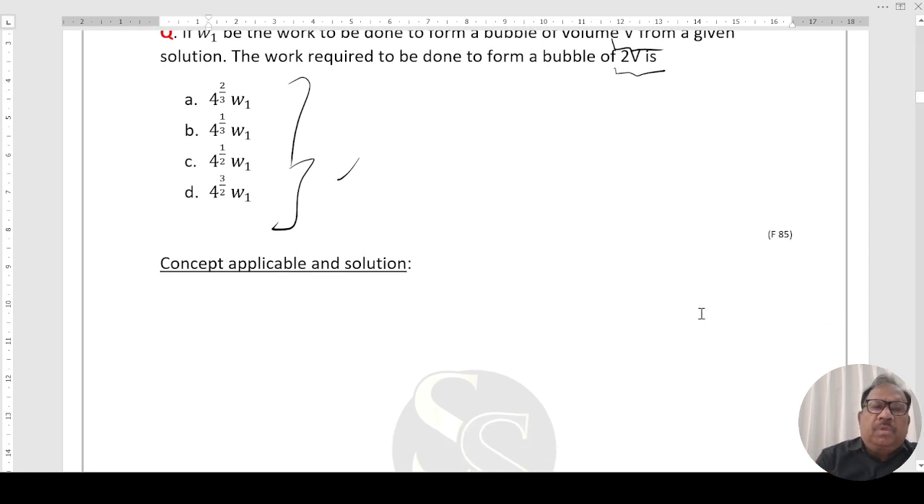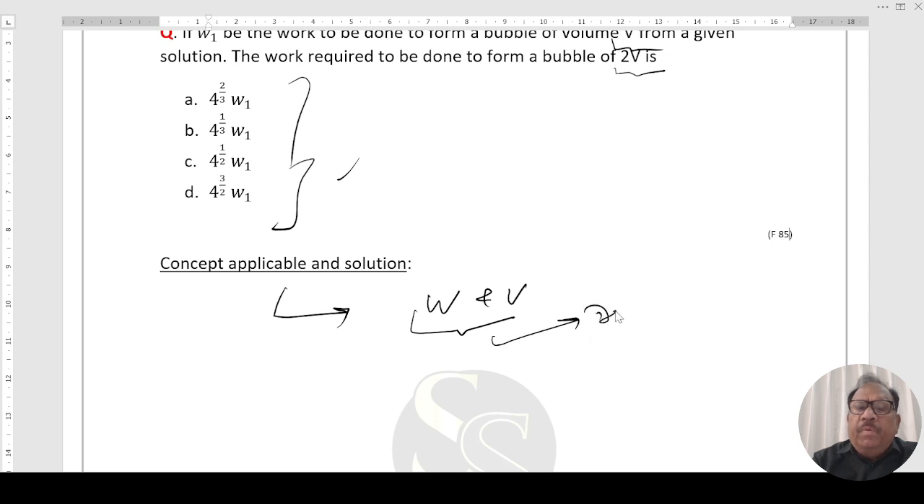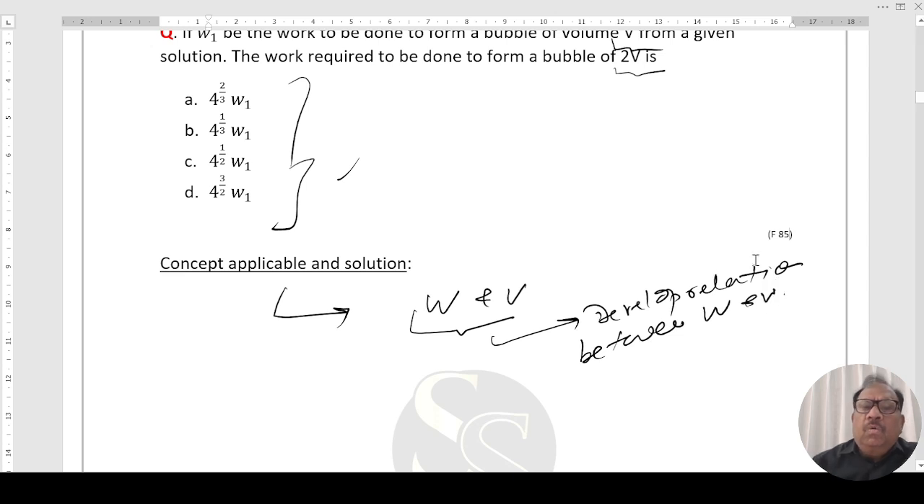Concept applicable in a solution. We are given work done and volume. To conclude the answer, we have to develop a relation between W and V. Right? How to develop?